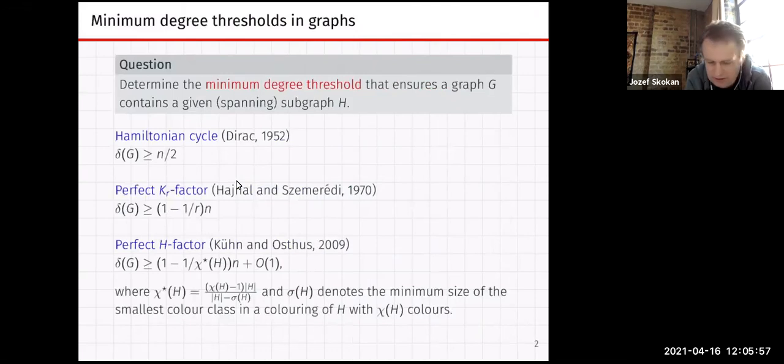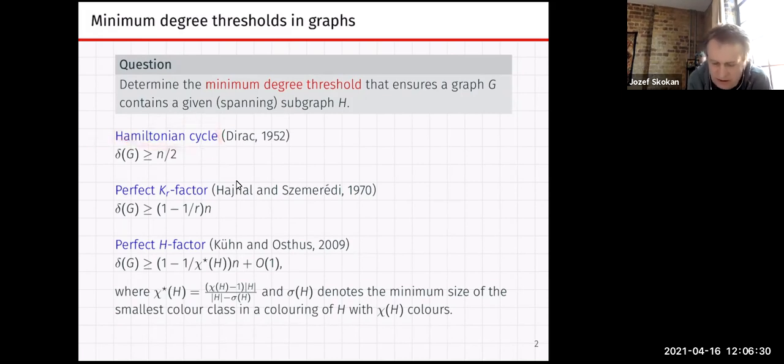The first thing I would like to talk about is some problems which are very natural in extremal graph theory. The title is self-describing: minimum degree threshold in graphs. A typical question is, what is the minimum degree threshold that makes sure that a graph G contains a given spanning subgraph H? So you choose H and you try to see when your graph G contains this subgraph H. A natural example is, of course, Hamiltonicity.